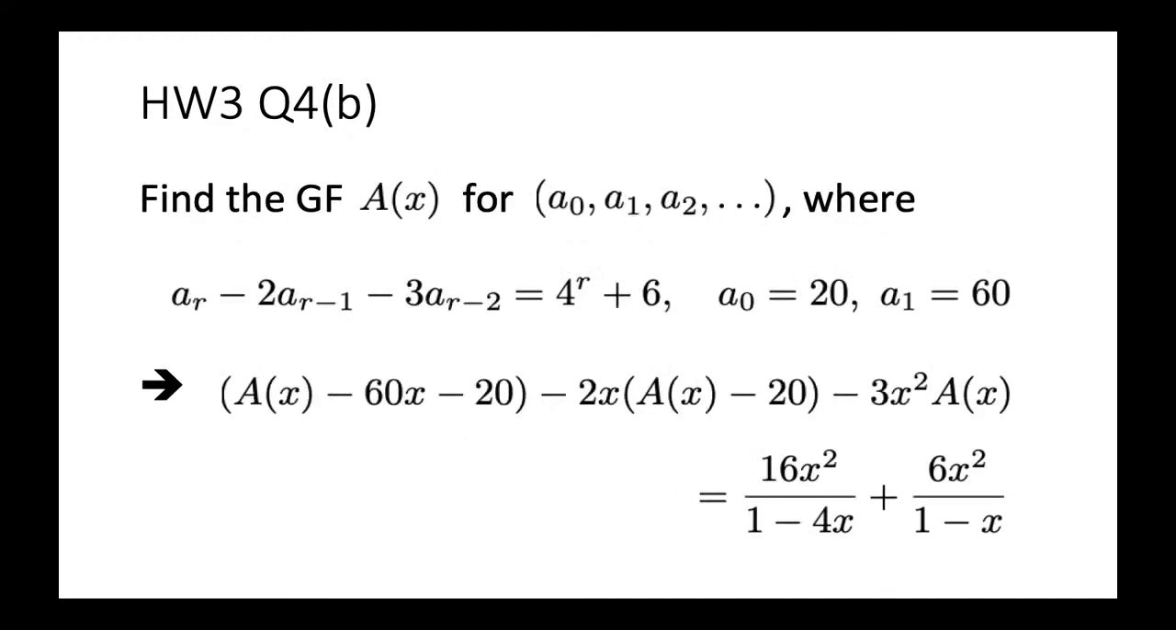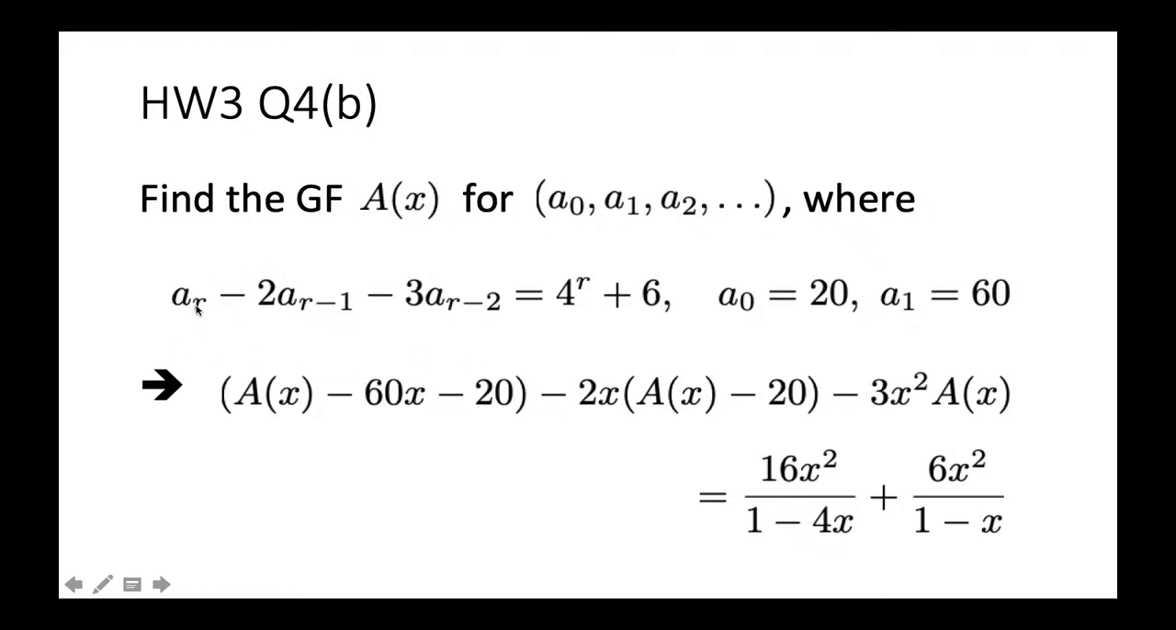Similarly, we have question 4b. This time, it is slightly more complicated. We have this part, but it is not equal to 0. We will have 4 to the power r plus 6 on the right-hand side. But we do the same thing as before. We list out all the equations that we have. So this is the equation that we have.